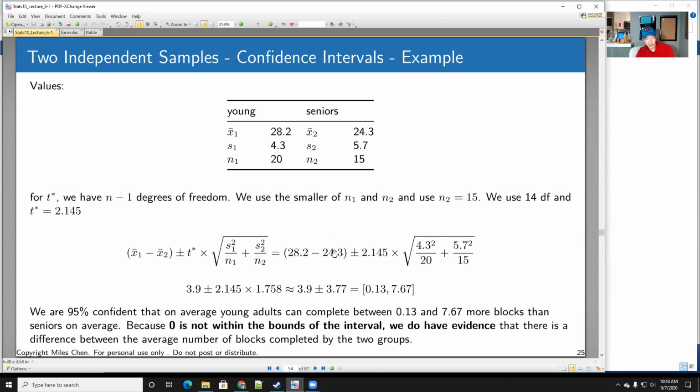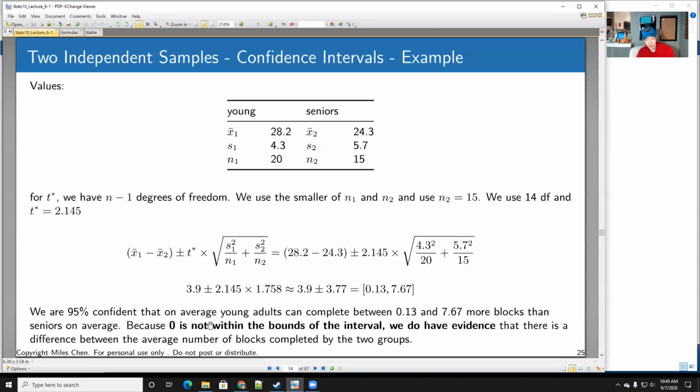So the observed difference between my two sample means is a difference of 3.9 plus or minus my T star, which is 2.145, and my standard error is 1.758. And so I get 3.9 plus or minus 3.77, which ends up being between 0.13 and 7.67. So I would say I'm 95% confident that on average, young adults can complete somewhere between 0.13 and 7.67 blocks more than seniors on average.